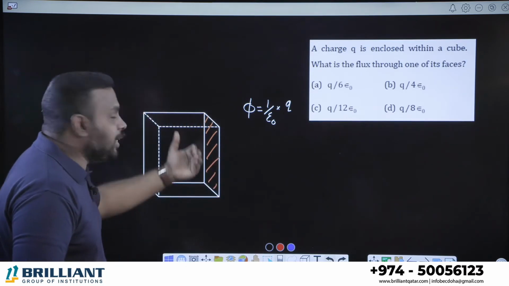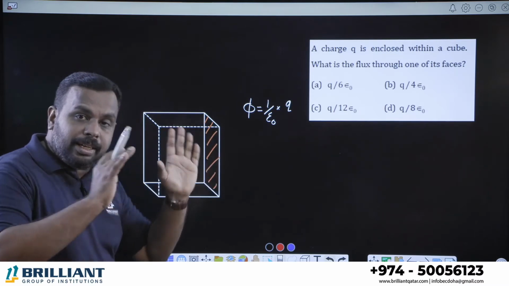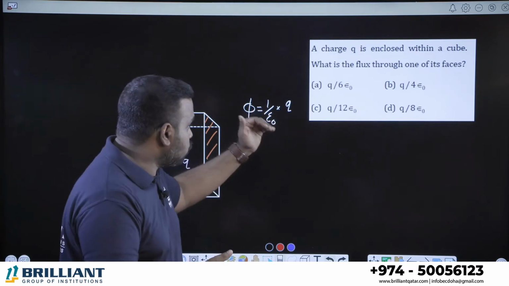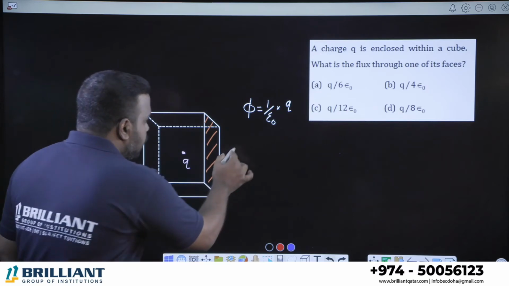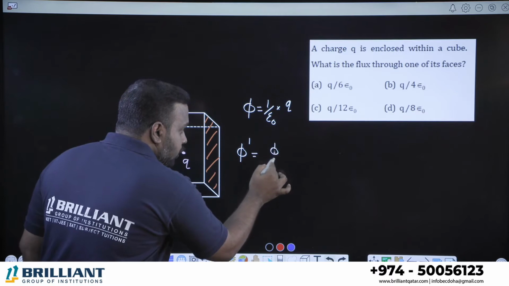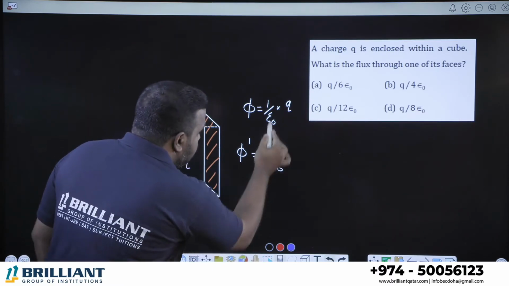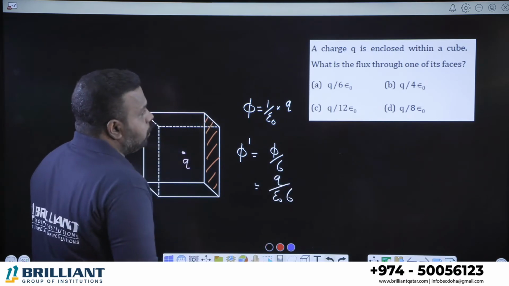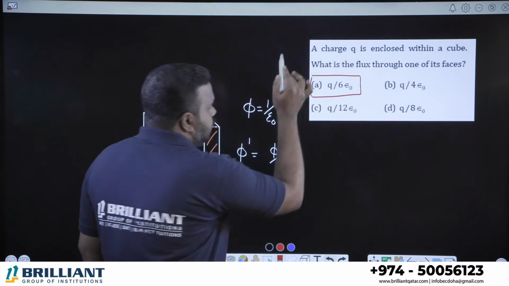You know that a cube has 6 faces, right? So this is flux through the entire cube, means it is a flux through the 6 faces of the cube. But we need flux through only one face. Now you can easily find it. Flux through one face, if you are denoting it by phi dash, it will be equal to flux through 6 faces divided by 6. So what is total flux? It is Q by epsilon naught, divided by 6. So we get Q by 6 epsilon naught. Look, it's option A. Q by 6 epsilon naught is the answer.